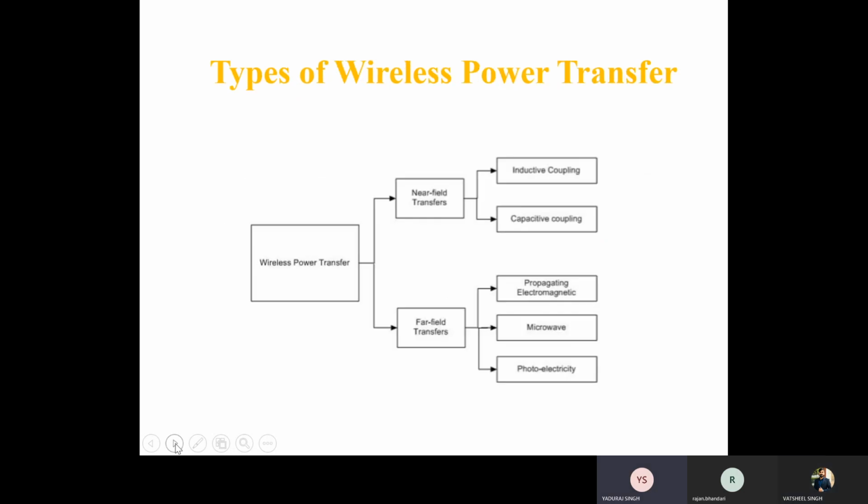So, the different types of wireless power transfer. First is near field. Second is far field. In near field, when the wavelength of power is less than half the distance between the transmitting and receiving circuit, it is near field transmission. When it is more than half, it is far field transmission. We have inductive coupling and capacitive coupling in near field, and propagating magnetic, electromagnetic, microwave, and photoelectricity in far field.